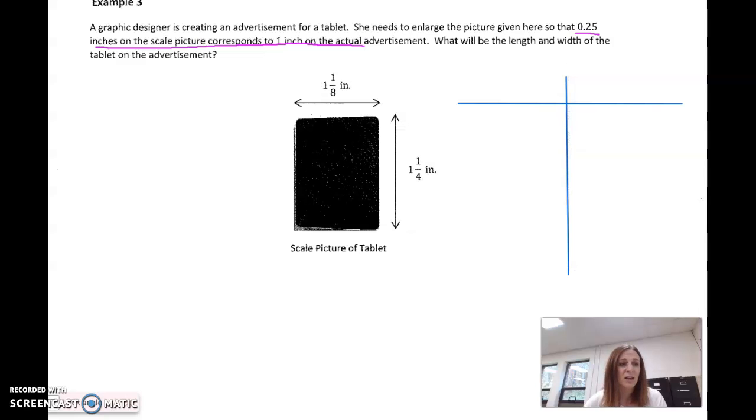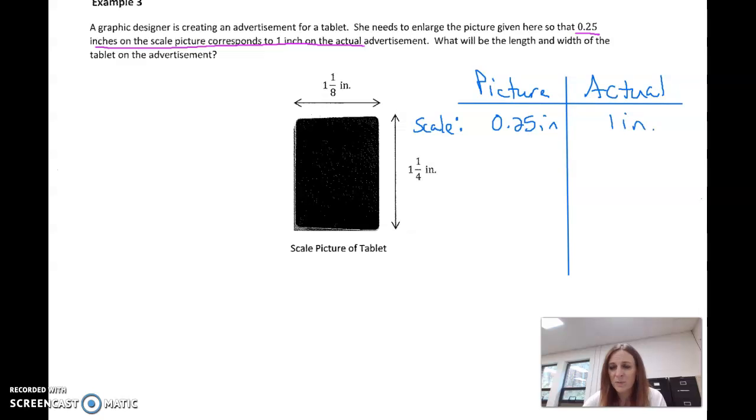So if I look here, I'm going to say this is my drawing. In this case, picture. Okay, picture, drawing, and we put the actual. Again, picture, drawing, actual. And then I want you to write the scale. Our scale is 0.25 inches to 1 inch. This makes it easy to find the constant, and the constant is the scale factor.